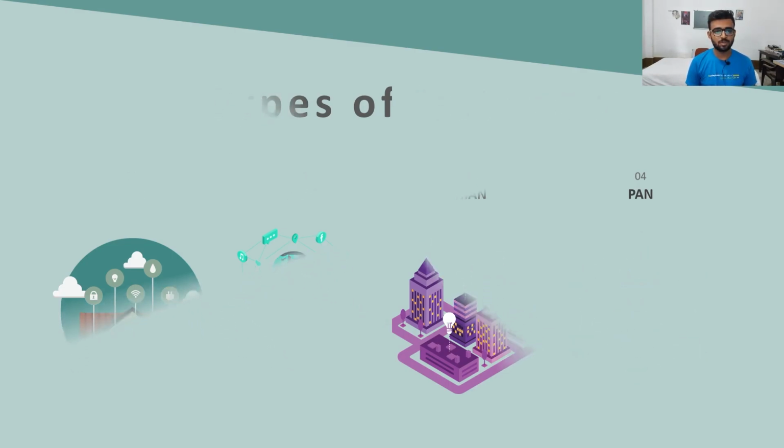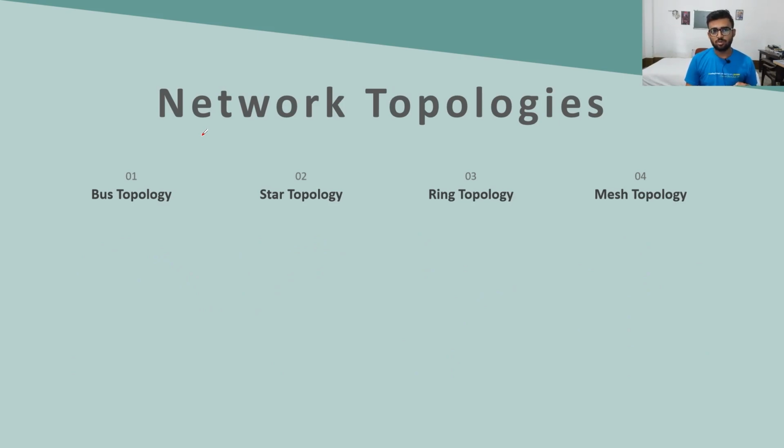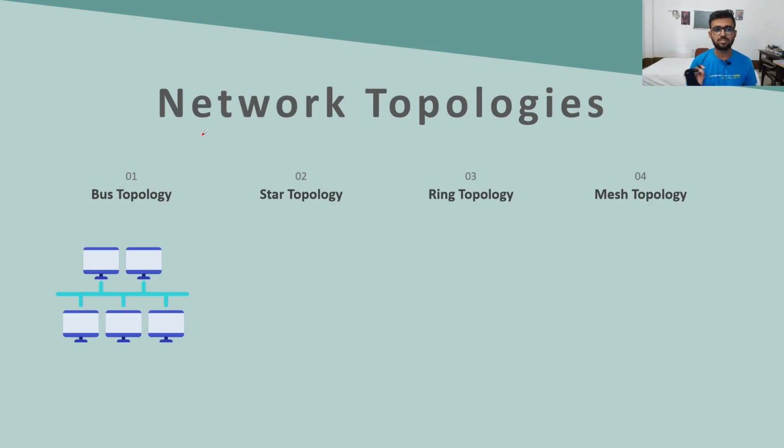So now let's talk about network topologies. This refers to the layout or structure of a network. Here are some common topologies. The first is bus topology. So what is bus topology? All devices are connected to a single central cable known as the bus. As you can see, this is the central cable, and all these devices, first, second, third, fourth, and fifth, are connected with this single cable.